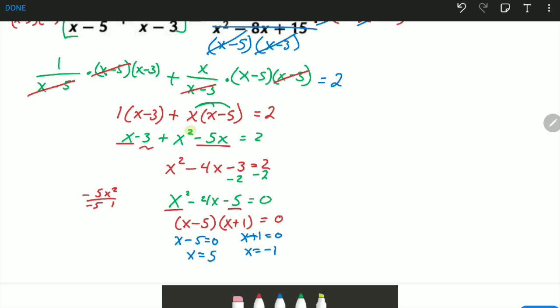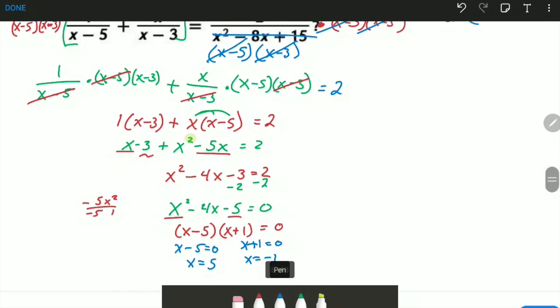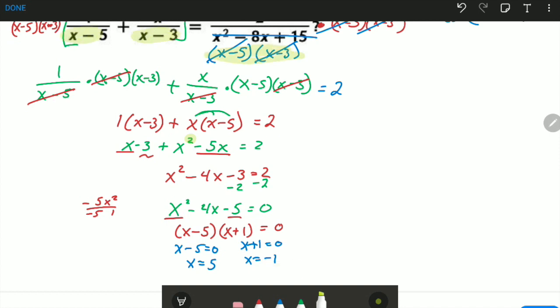We do still need to check them with the denominators, specifically the factors in the denominators of each of our fractions. So we need to make sure that they don't make any of our factors from the denominators equal to 0. And if they do, they are not actually a solution. So the factors we have to check are x minus 5 and x minus 3.